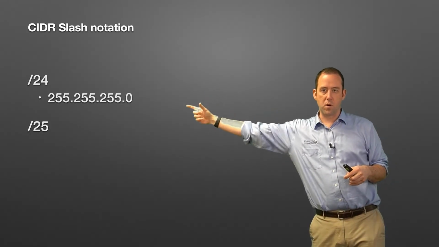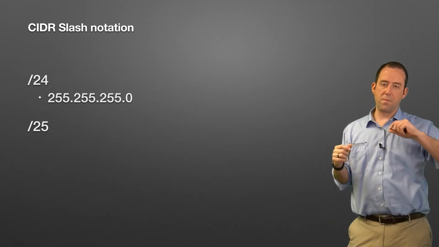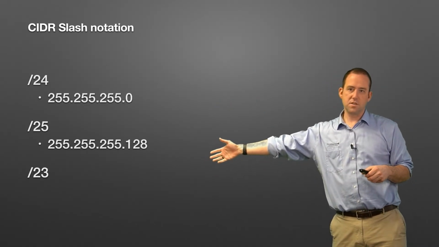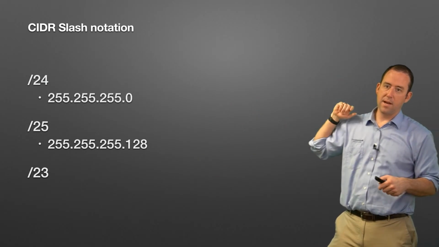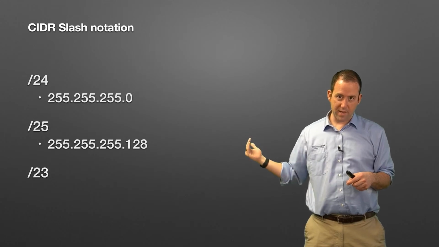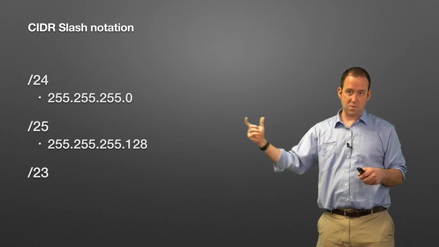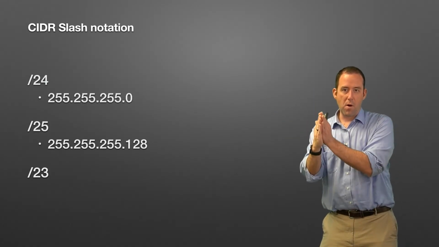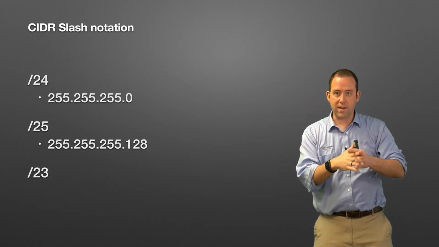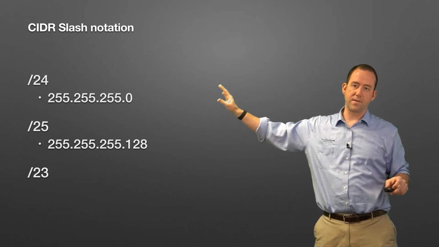So slash 24 is 255.255.255.0, because that's 3 bytes of ones followed by 1 byte of zeros. And then slash 25 is 255.255.255.128, because it's 25 bits of ones. The first 3 bytes are exactly the same as the slash 24, because that's 24 bits of ones followed by 1 more bit of one and 7 zeros, because 32 minus 25 is 7 zeros at the end of the subnet mask. So it's 255.255.255.128.